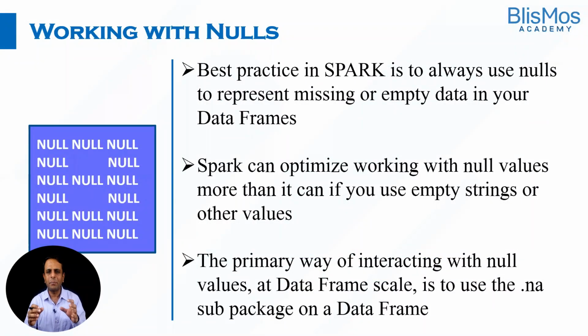One of the very important practices in Spark is to always use nulls to represent the missing or empty data. If you just leave the missing data, then Spark wouldn't work well. We have seen the logical optimization and also physical optimization. In order to do that, we need to ensure that you have taken care of the null values. Then only Spark will be able to optimize well. The way we handle the null values in Spark is by using a .na subpackage. Whenever we are trying to handle the null values, the .na package comes into picture.